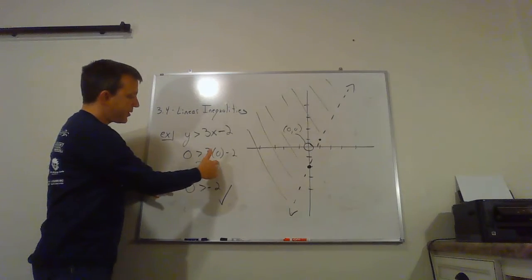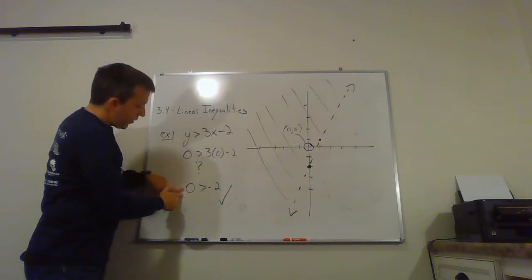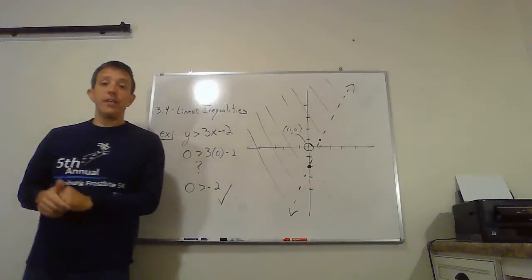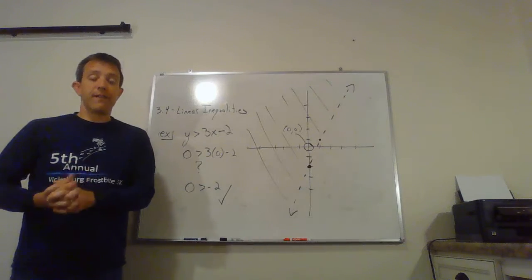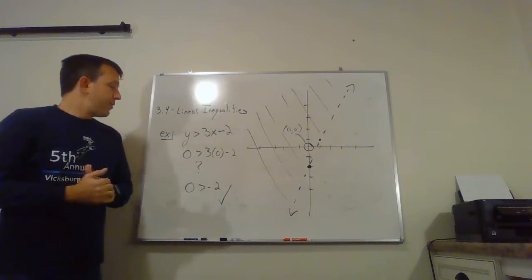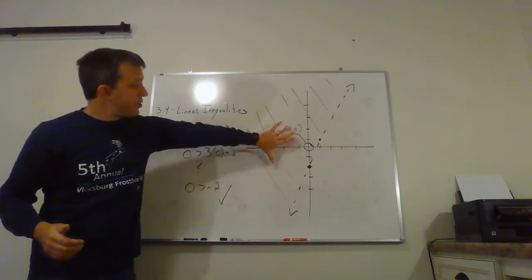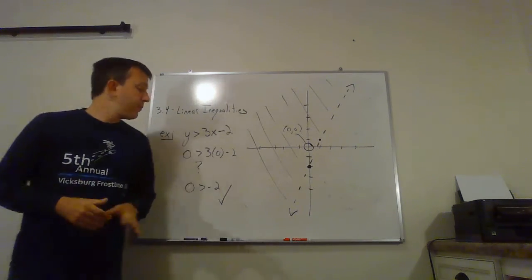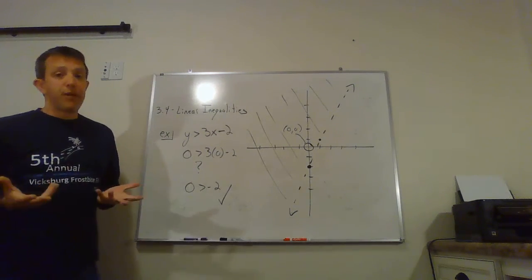So 3 times 0 is 0. So I end up with 0 being greater than -2. And that's certainly a true statement, right? Negative numbers are all smaller than 0. So that's certainly true, which is why I then shaded the side that 0, 0 is on. So that's one example here, and that's really all there is to it.